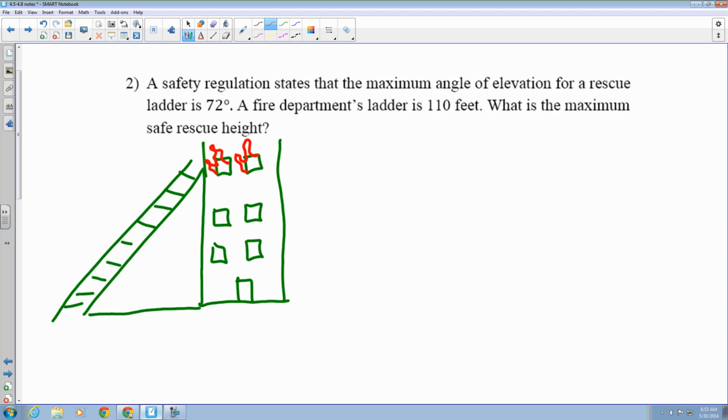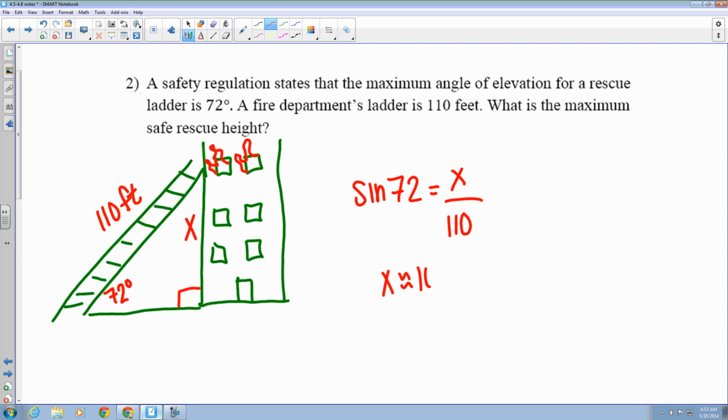We know this is a right angle. We know that this ladder is 110 feet. And we know that this maximum angle can be 72 degrees. So what we're trying to find is the height of this building that is on fire. So we're going to use sine because we're trying to find the opposite, the height of the building, and we have the hypotenuse, 110. So sine of 72 equals x over 110. Multiply by 110, and x is about 104.6 feet. Do not forget labels on questions like this.